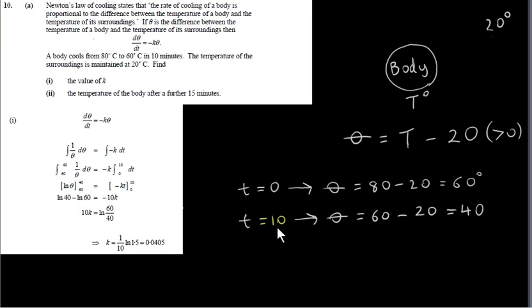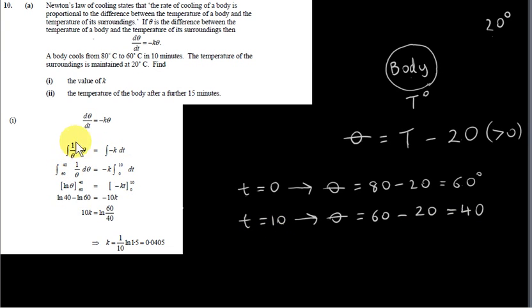Similarly, when t is 10 minutes, so 10 minutes have elapsed, the temperature of the body is 60 degrees. So capital T is 60 degrees, so theta equals 60 minus 20, which is 40. So the limits of the integral on the right hand side involve the time. So the time runs from 0 to 10. That's a time interval of 10 minutes. And corresponding to the values t equals 0 and t equals 10 are values of theta. Theta equals 60 corresponds to t equals 0, and theta equals 40 corresponds to t equals 10.